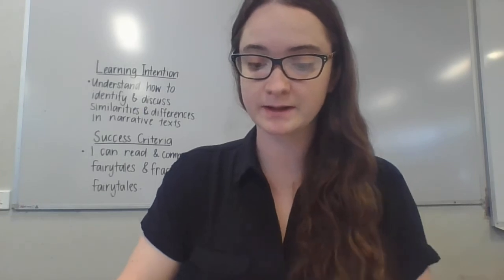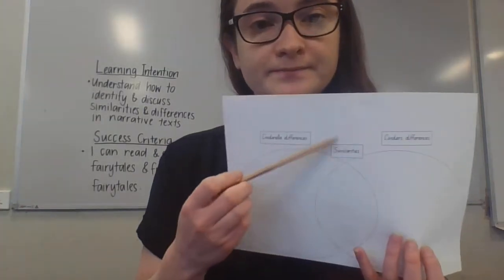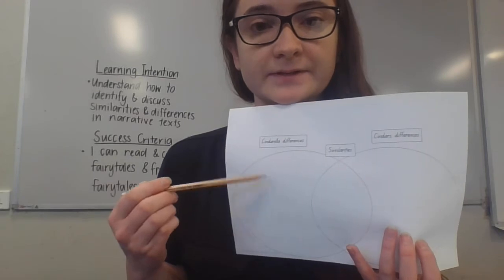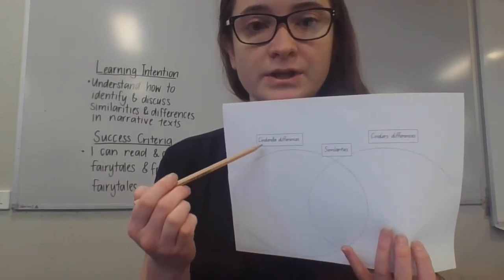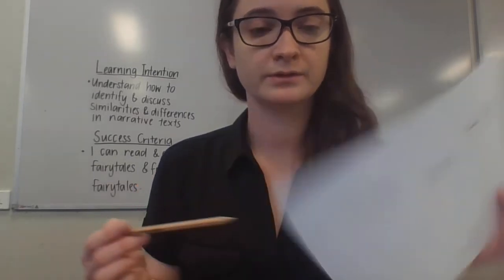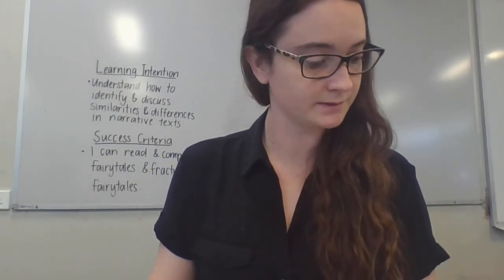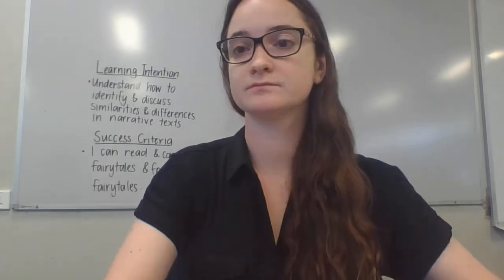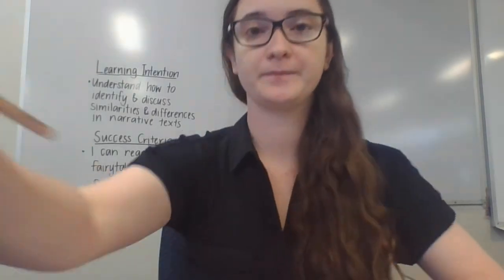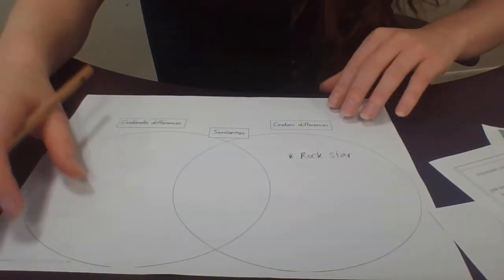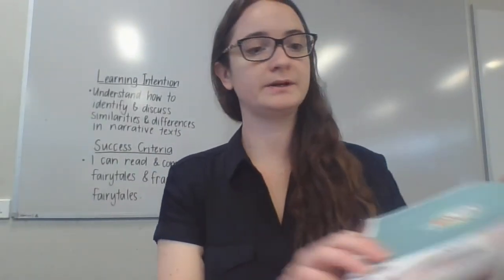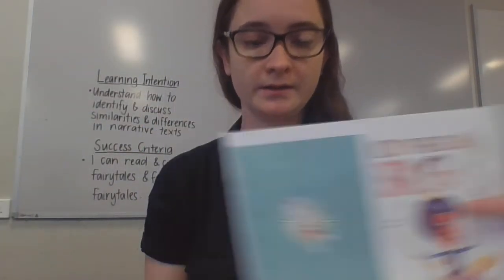So there's similarities in the middle here, and the differences under each title. So Cinder's on the right, Cinderella on the left. My example here is Cinder's difference is she's a rock star. She has, if I'm looking at the title here, she has purple hair.